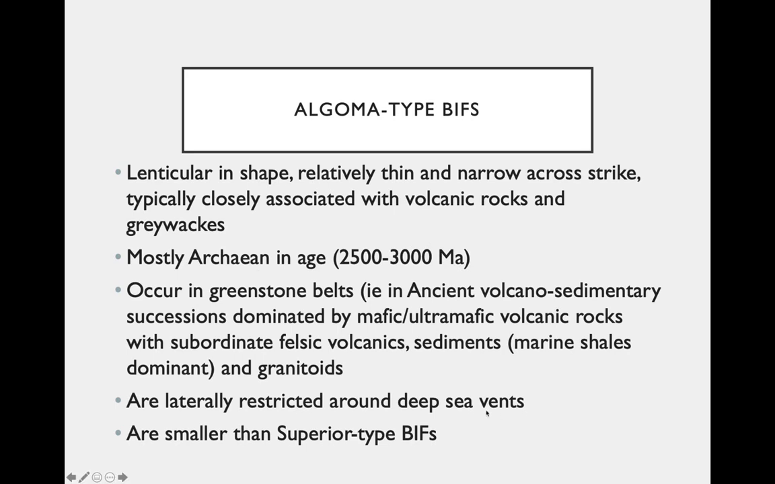And it's inferred that the iron is coming from deep sea vents. So we talked about black smokers early in trimester. We have a similar process where we can actually introduce iron into the water column, and then it can precipitate out as Fe3+ if we can induce an oxidation of that iron. And we'll look at what's controlling that oxidation in a bit. So they're much smaller than Superior type BIFs, but they are a clear subclass.